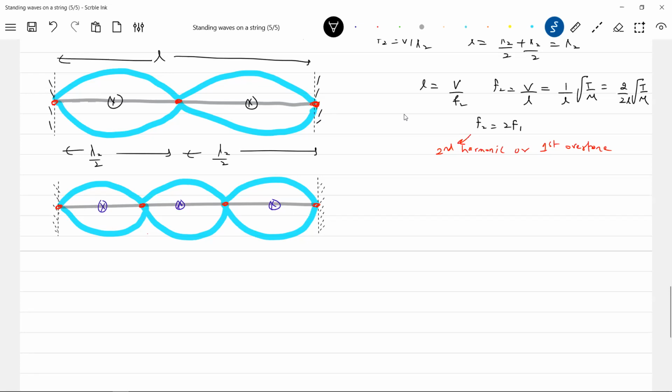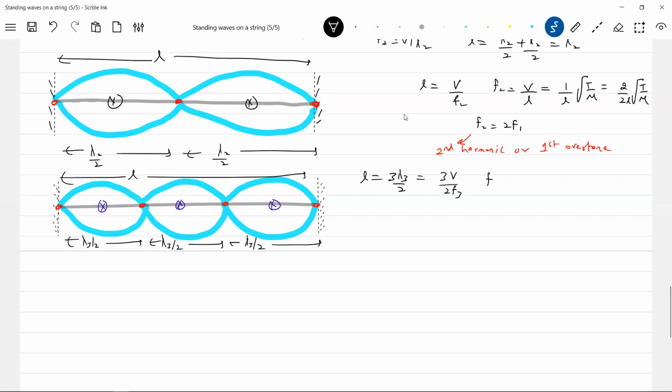So the total length of the rope is L. In this case, L is equal to 3 lambda 3 by 2, and lambda 3 is v by f3. So f3 is equal to 3v by 2L.